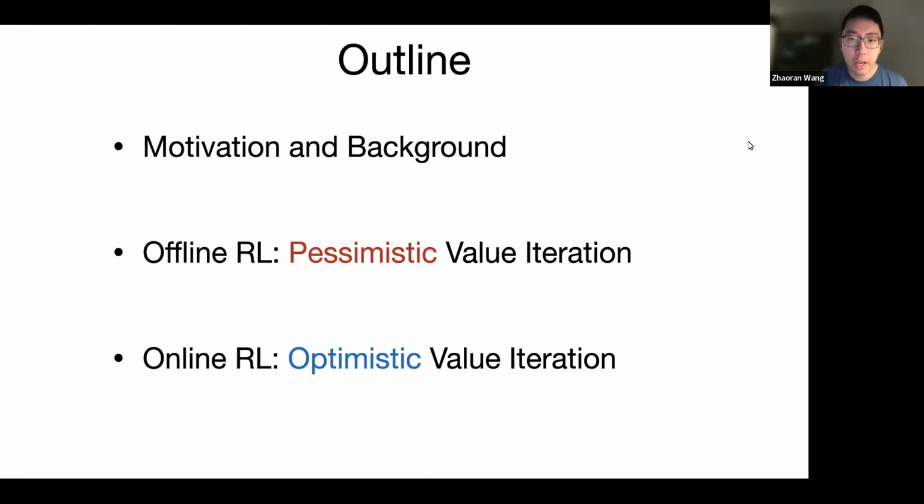In the offline setting, I'll introduce the pessimism principle, and we will implement this principle into the classical algorithm called value iteration. Then we can show that there's a provable guarantee for the offline setting. And in the online setting, we'll do exactly the opposite. We'll use the optimism principle to guide the exploration, which aims at collecting more diverse data points that are relevant to the optimal policy.